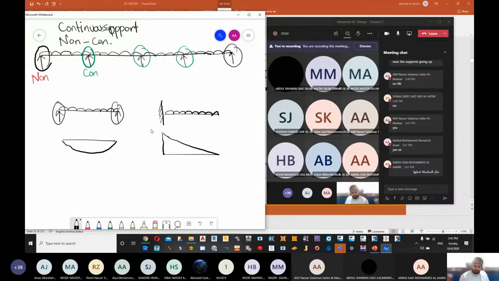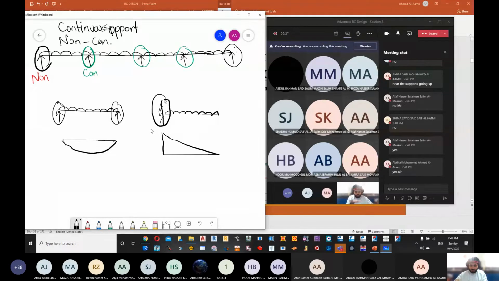Now, we can see this support and this support are non-continuous, because we don't have any other elements from the other sides. Are we fine? Now, this support is considered to be continuous. Since there is some kind of fixity, it's connected to something else. Are you okay?